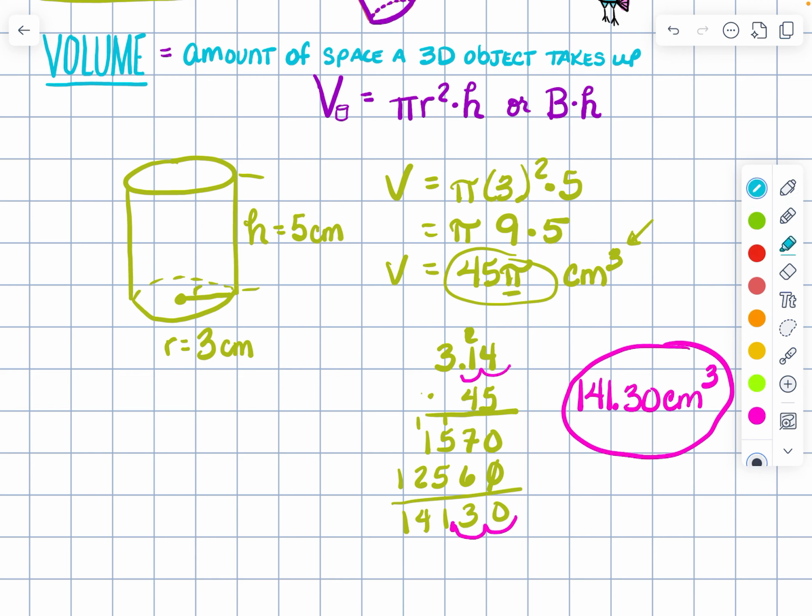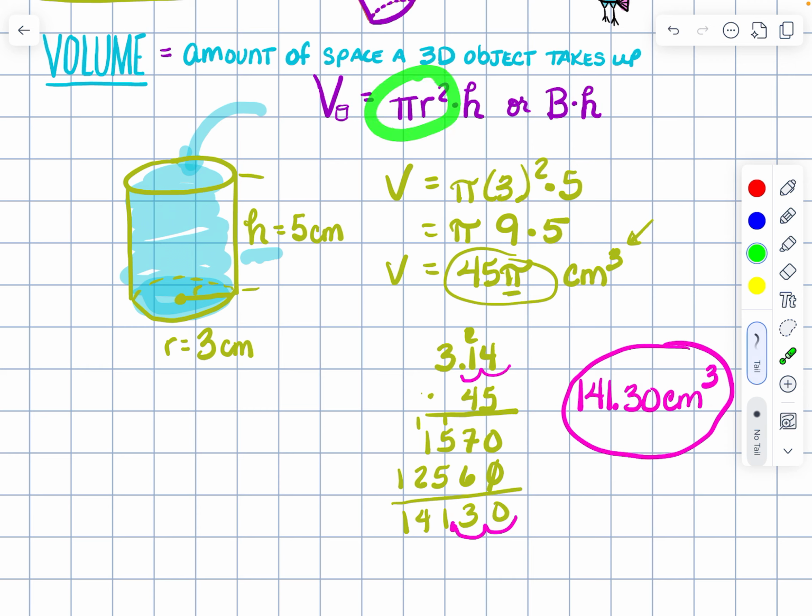Now, one other thing, if you want to think about the formula, where you don't really have to memorize it, the way I think about it is, if I'm pouring water into this thing, the first thing I'm filling up is the area of the base, right? And then I'm filling it all the way up the height of this thing. So I think about it as taking the area of the base times the height to get my volume.